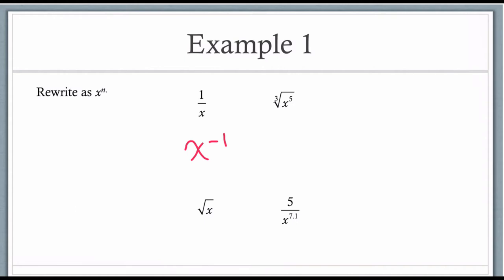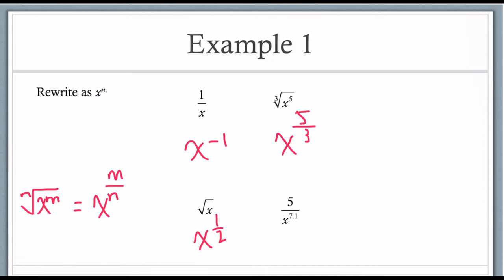And then you also see another radical, the cube root of x to the 5th. So remember, if I have a radical where n is my index, and then I have an m exponent also on the variable, it can be rewritten as a rational exponent. So x to the m over n. That means the square root of x can be rewritten as x to the 1/2. The cube root of x to the 5th can be rewritten as x to the 5/3.